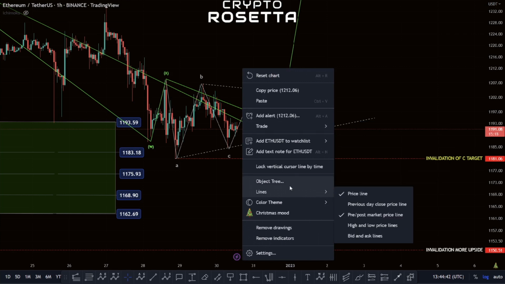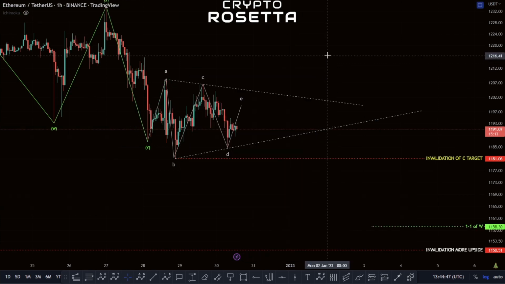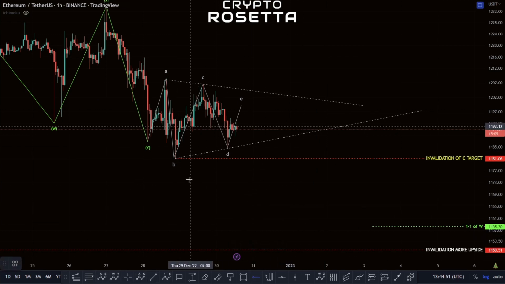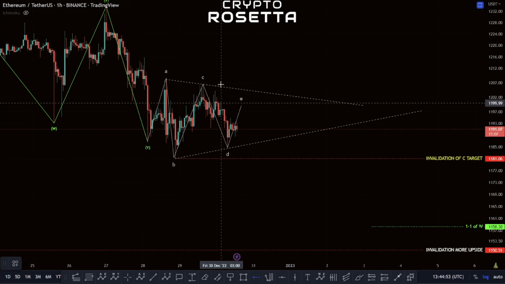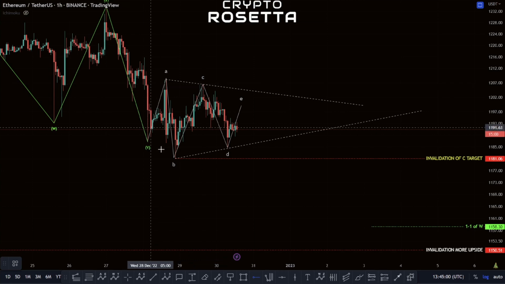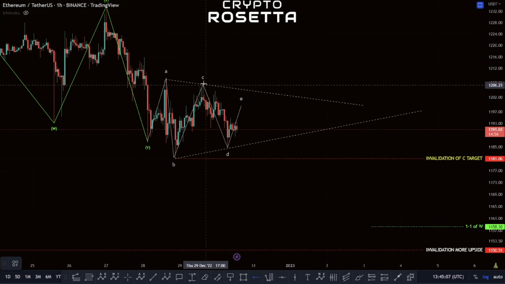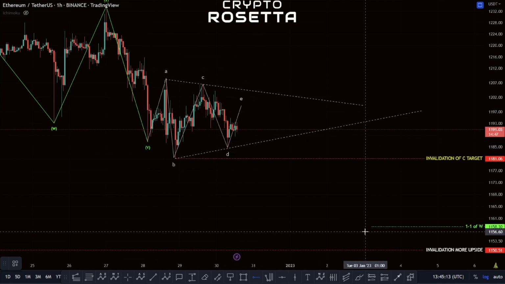The alternative one, which is this one, the invalidations for this would be dropping below this 1181 and also moving above the C wave here, which would be 1206. Moving back above that would invalidate the potential of a triangle here, and looking for that move down as a triangle. It is possible we could still just look at this as a more complex B wave here, where this becomes an A, a B, and a C, and we push up and then we break down.